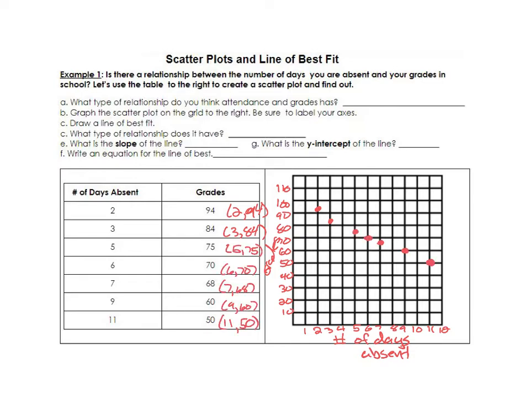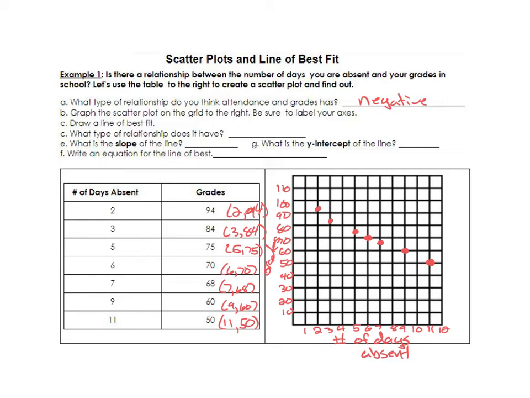So the first question asks, what type of relationship do you think attendance and grade has? Well, we took a minute to graph them, but even as we look at that going down, this is probably negative. So when we draw that scatter plot for part B, we kind of jumped ahead a step with labeling axes. The next thing we want to do is draw your line of best fit.